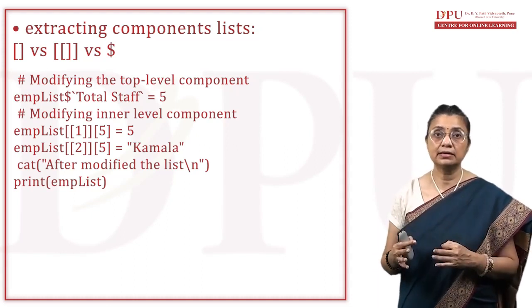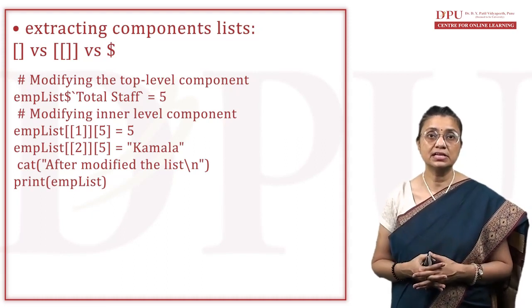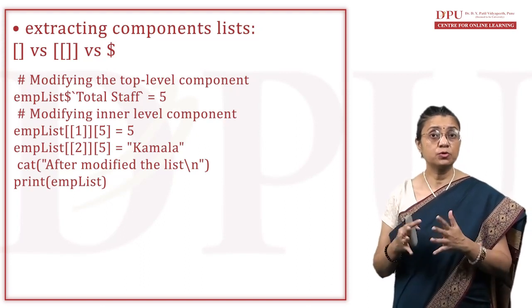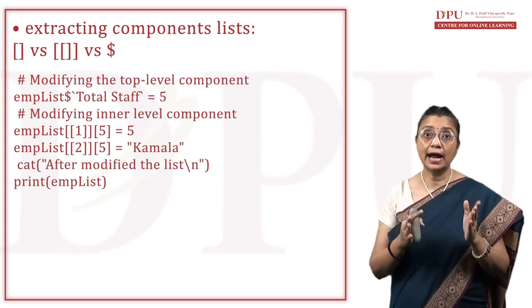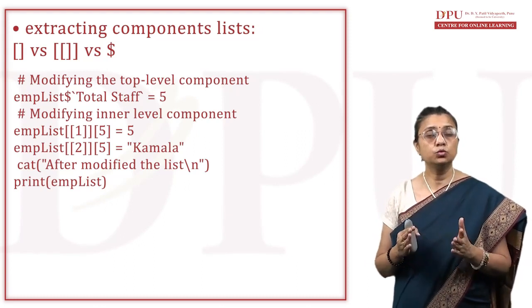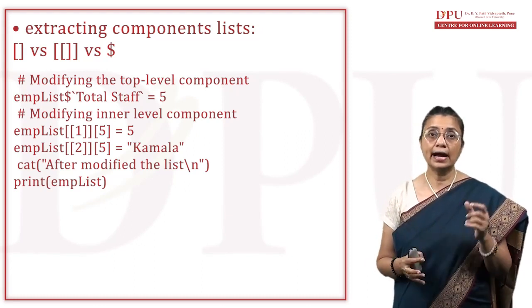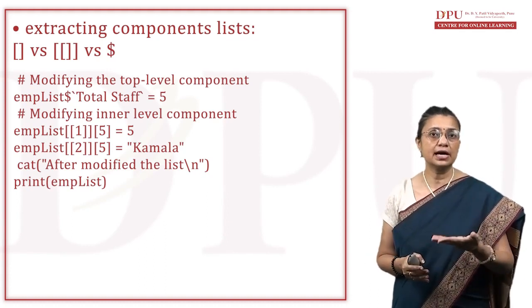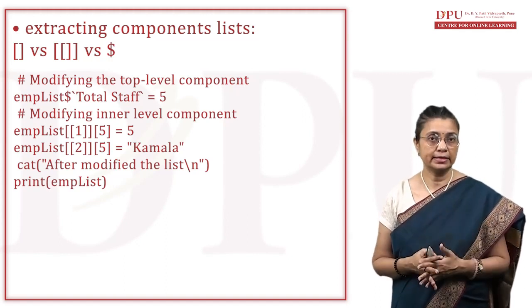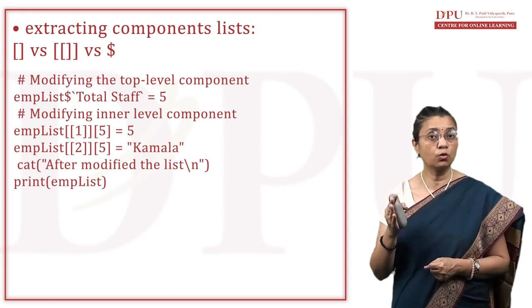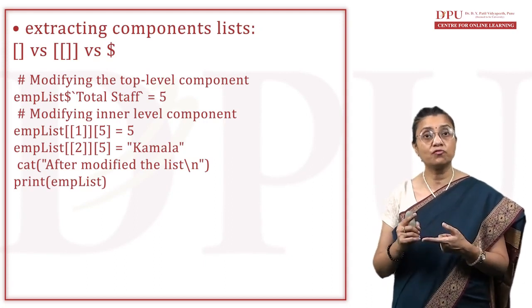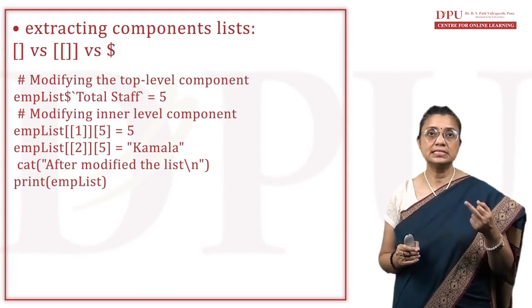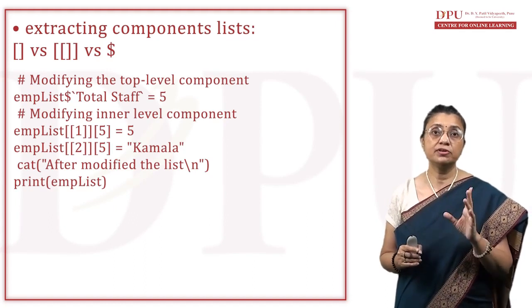Likewise, I'm modifying the inner levels. So if I want to modify the inner levels, how can I go about it? I say emplist first row and fifth position equals 5, which means that I'm adding an employee ID 1, 2, 3, 4, 5. So basically, when I'm writing double square brackets with 1, I'm calling the first row, which is employee ID. And then there I'm giving the location number 5, which means first row, fifth position is equated to 5. Likewise, if I say emplist 2, 2 means second employee, and there the fifth position is what?